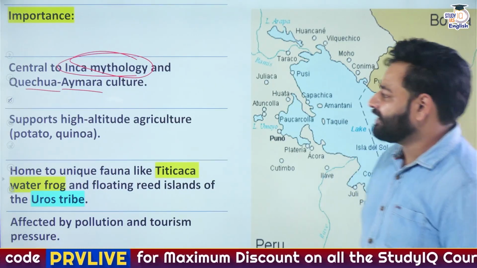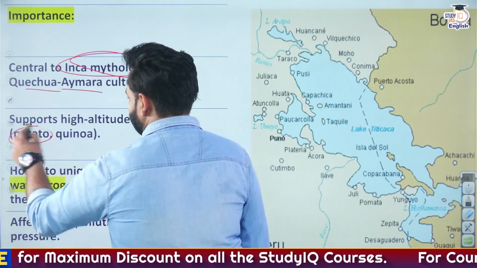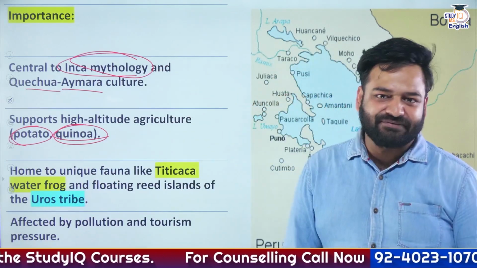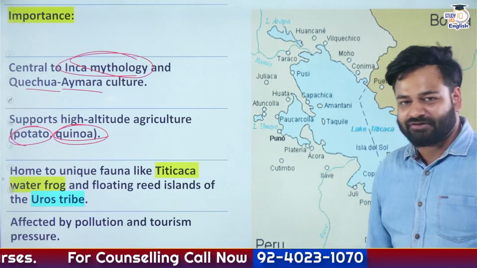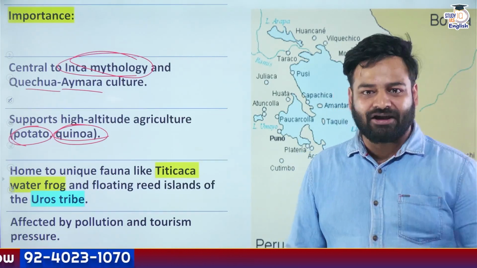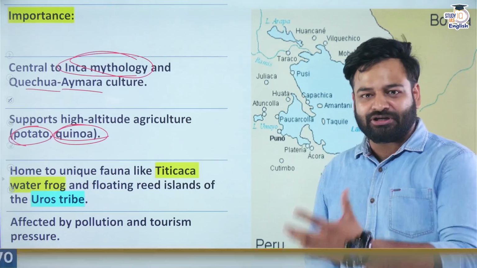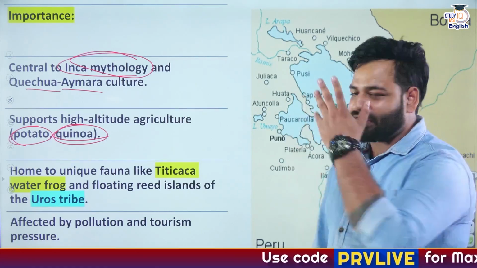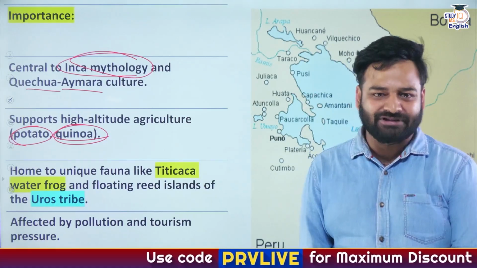It supports what? High altitude agriculture, specifically potato. And these days if we are fitness freaks, we have got quinoa salad with us, right? You might have heard about the quinoa salad. So this potato and quinoa, whatever the pronunciation is, is being harvested there.